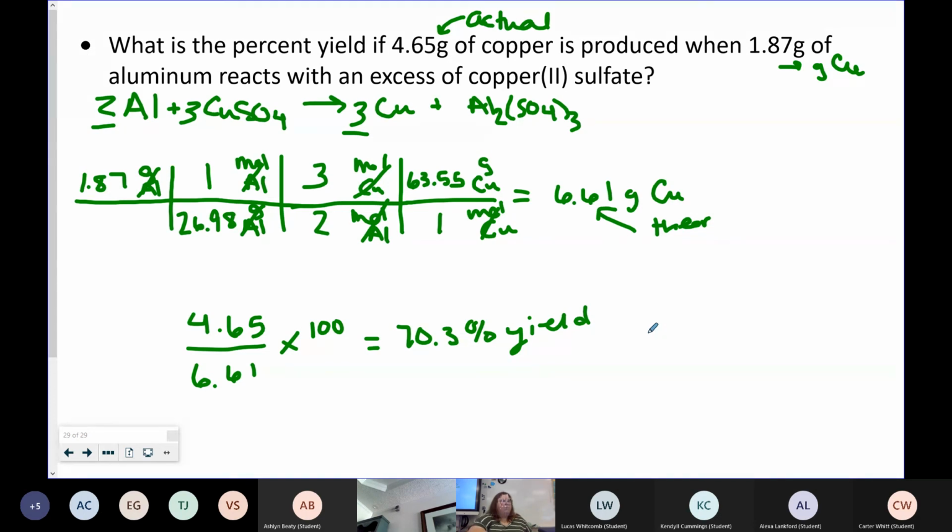I have a hand up from Kendall. Because we went from grams of aluminum to grams of copper, does that mean that that was the excess that it's asking about? This is just how much is produced. So it told us that we had an excess of copper II sulfate. So aluminum in this case would be our limiting reagent. So this is how much product can be made based off of how much of the limiting reagent we have. Okay, so we don't have to find the excess in this one? No, only if it specifically asks for it.